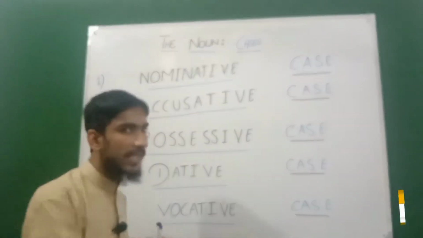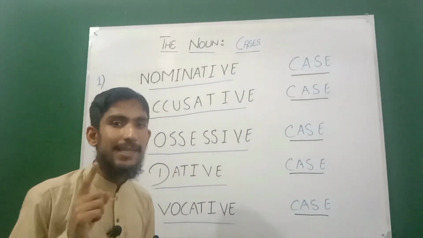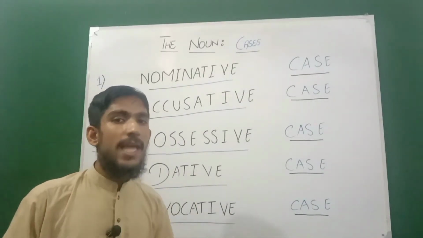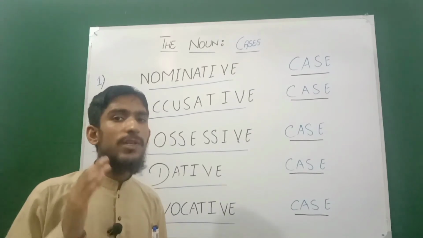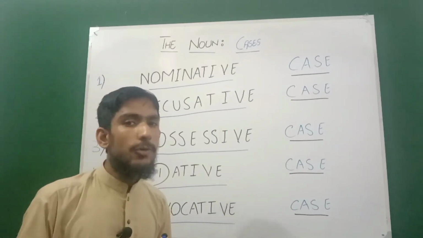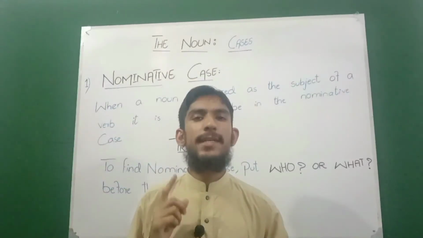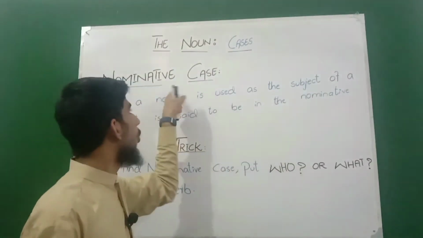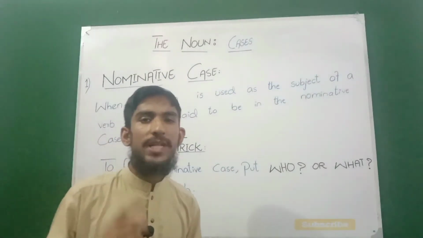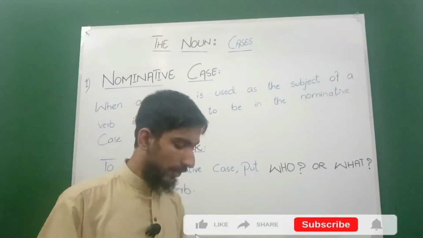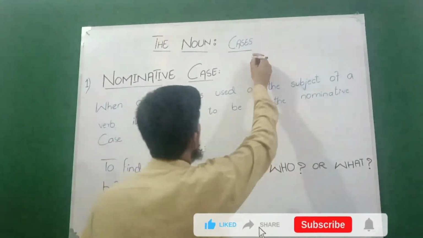These are the 5 different cases which we will learn in this video, including what is dative case and what is vocative case. So first we will start from the nominative case, which is basically subjective case. So let's begin. We will discuss the first case, which is basically nominative case. As I mentioned earlier, nominative case is also called subjective case.